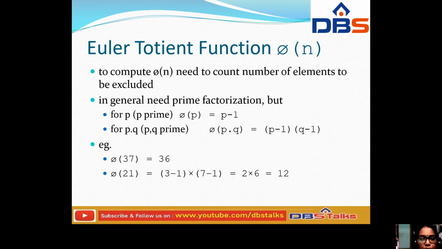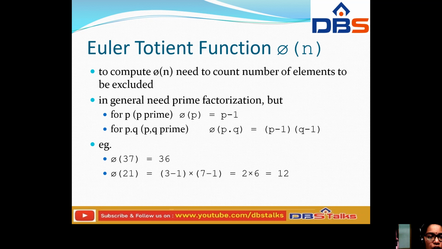For p times q, where p and q are primes, phi of p q is equal to (p minus 1) times (q minus 1). For example, phi of 37 is equal to 36. Similarly, phi of 21 is equal to (3 minus 1) times (7 minus 1), that is 2 times 6, which is equal to 12. Just like that, we are going to solve the problems here.